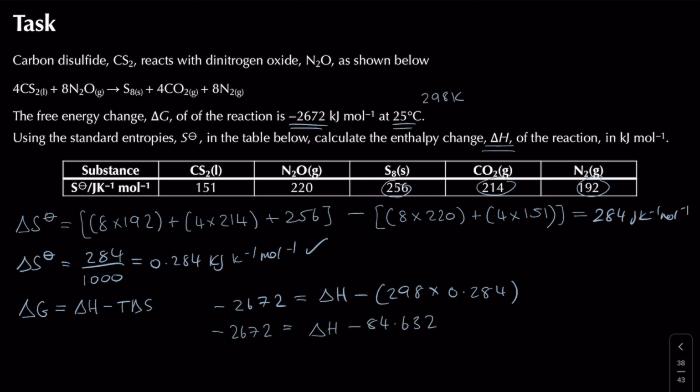84.632. Now of course to get delta H on its own, what I'm going to do is I'm going to add 84.632 on either side. So delta H is going to be equal to minus 2587, and it's going to be kilojoules per mole. Now of course I get a mark for the answer here, and then I get a mark for actually using 298 as a temperature in this case, so 3 marks in total.